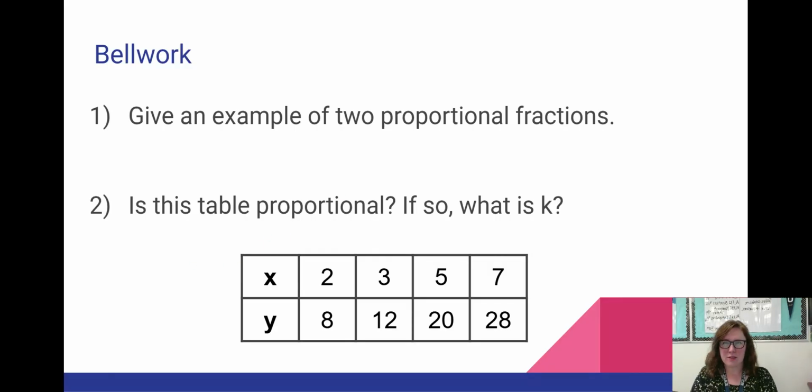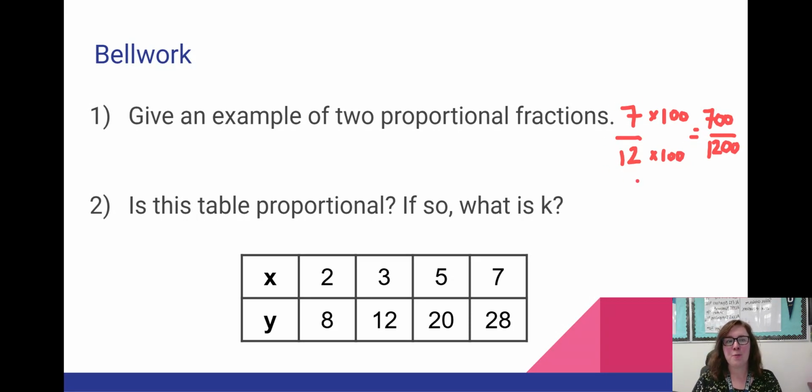This might feel difficult, but really all we do is start with whatever fraction we want. How about like 7 over 12? Then we just choose any number to multiply by. We could choose to multiply by 100 if we want to, the top and the bottom. And then we'd end up with 700 over 1200. And there you go. Those two are proportional fractions because when you simplify 7 over 12, it is 7 over 12. And when you simplify 700 over 1200, it is 7 over 12.